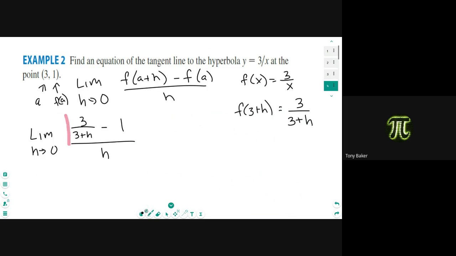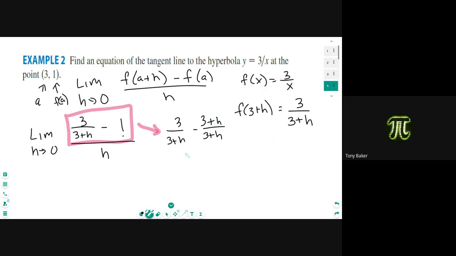All right, so let's just look at that part first. Okay, let's clean that up a little bit and see if I can somehow get the h out. So how would I put those two together to kind of make my life a little bit easier? Yeah, and the denominator in this one's just 1, right? So I'm going to have 3 over 3 plus h minus 3 plus h over 3 plus h.